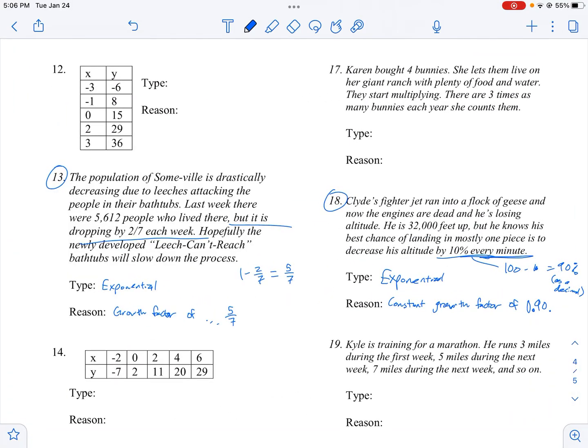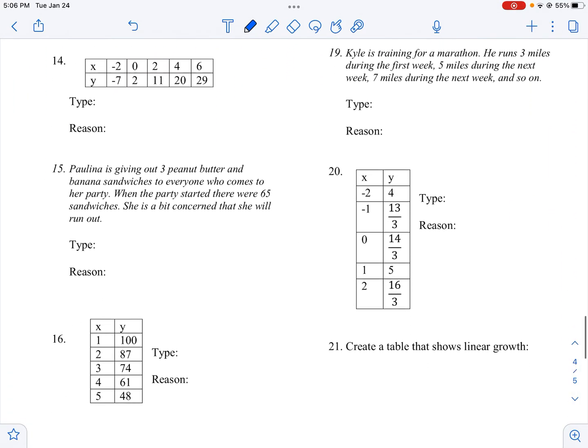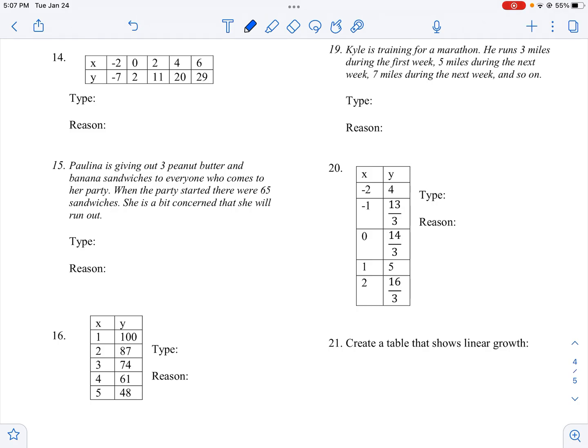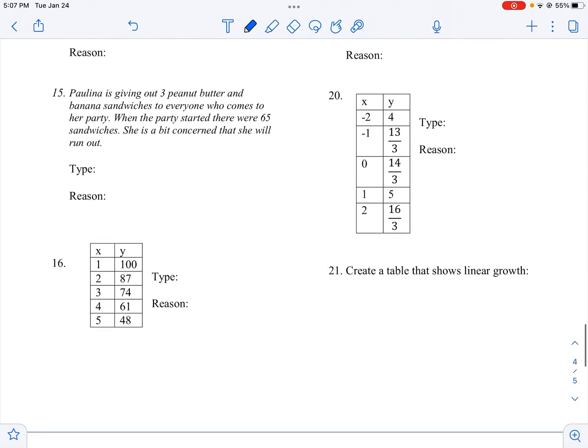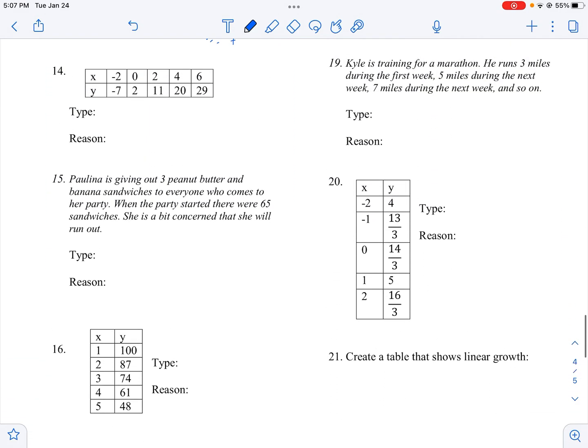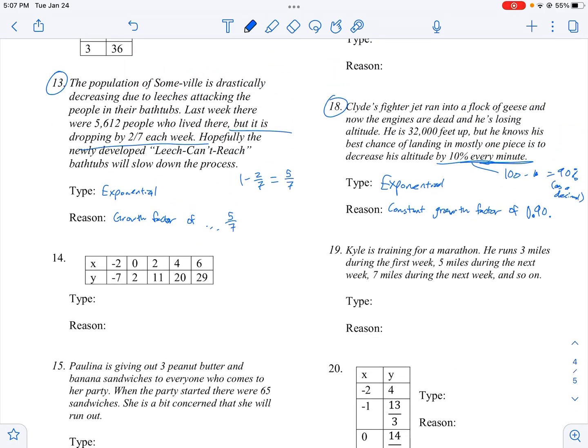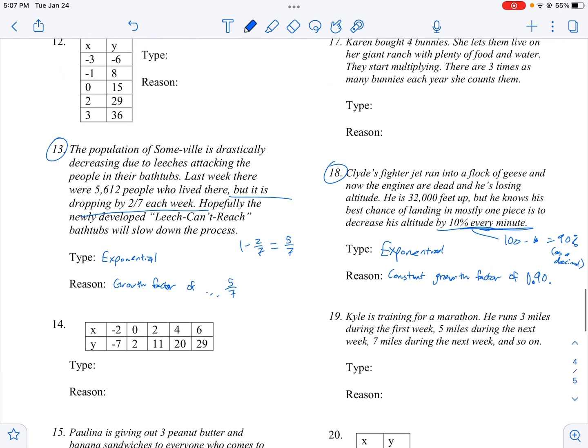And so that's what's going on throughout this assignment. You just look at tables, figure out what's going on. Look at the situation, figure out what's going on. Is it changing linearly or exponentially? And you should be able to work your way through. Use buddies if you get stuck, or even your teacher might be able to help you out with it. Good luck.